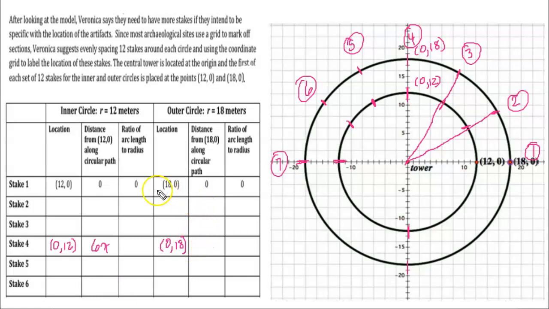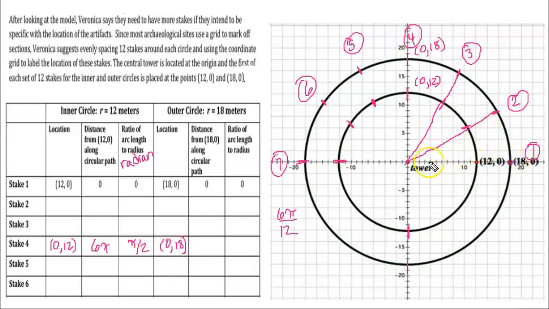Cool. And if we want to do the ratio of the arc length to the radius, our arc length is 6 pi and the radius is 12. So if we do 6 pi over 12, that's going to reduce to pi divided by 2. And if you recall from the circles unit, the ratio of the arc length to the radius is what we called the radian measure. So we're looking for the radian measure there, and we found it to be pi over 2.